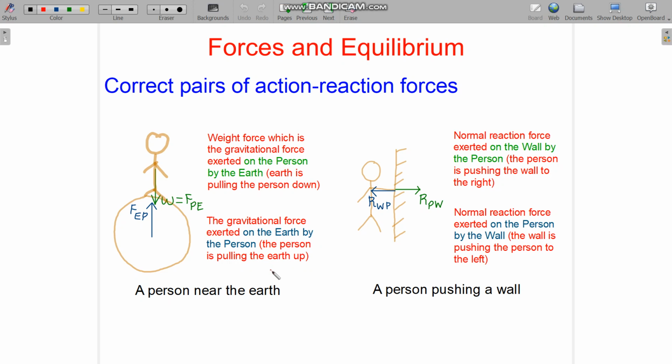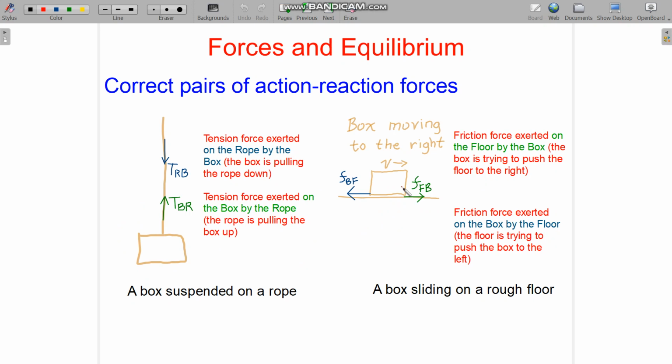Normal reaction force exerted on the wall by the person, so this is a person pushing the wall. As the person is pushing, the wall is pushing him back. And this is a box suspended on a rope, so we have TRB, TBR, the tension force exerted on the rope by the box. So the box is pulling the rope down and the rope is pulling the box up. So they are working on different bodies.